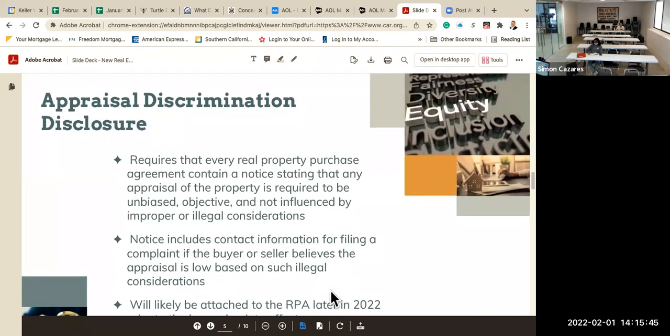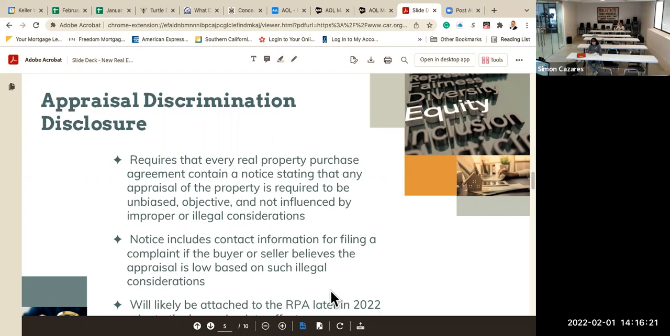Now let's talk about the appraisal discrimination disclosure. It requires that every real estate property purchase agreement contain a notice stating that any appraisal of the property is required to be unbiased, okay, objective, and not influenced by inappropriate or illegal consideration. Now, this is where a lot of real estate agents are getting themselves in a sticky situation. And I want to be very crystal clear on the importance and how to navigate an appraisal issue, okay?